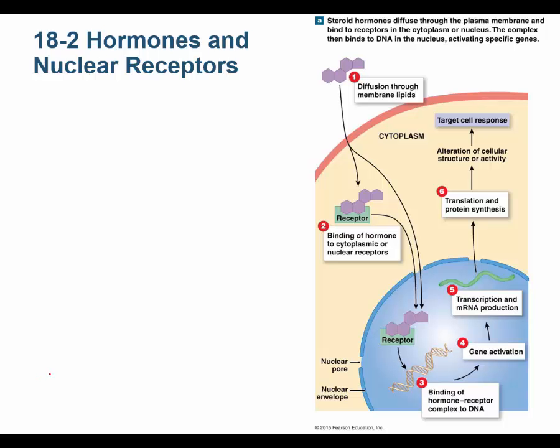Okay, now look at this. Hormones and nuclear receptors. Lipophilic hormones like steroids and eicosanoids, first of all, they're lipophilic. They diffuse through the plasma membrane easily. And then they bind their internal receptor. So this is an intracellular receptor. Now look, it could be a cytoplasmic receptor or it could be a nuclear receptor.